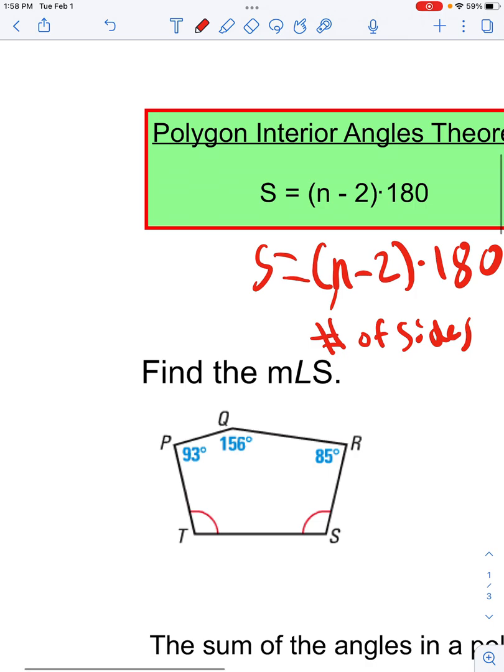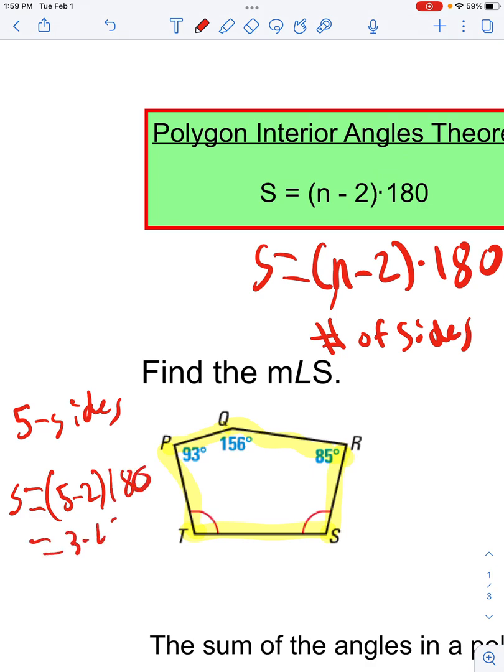Find the measure of angle S. So again, what I'm going to figure out is how many sides do I have? One, two, three, four, five. It's a pentagon, five-sided. So now I'm going to take my interior angles theorem and say the sum is going to equal 5 minus 2 times 180, 3 times 180. I believe it's 540. Let me double check. 540, yep. So this whole thing is going to equal 540.